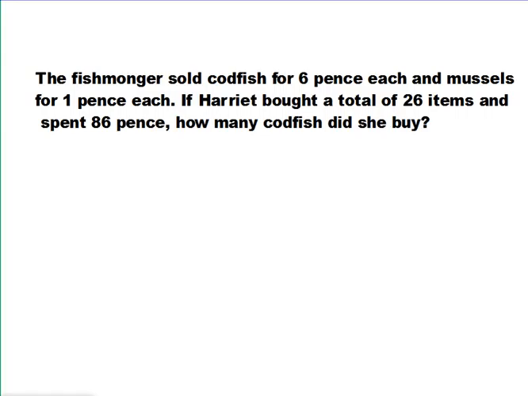The next example is very similar to the value problem. The fishmonger sold codfish for 6 pence each and mussels for 1 pence each. If Harriet bought a total of 26 items and paid 86 pence, how many codfish did she buy? This is very similar. You've got a number of items, you've got the value per item. Pence is a value, just in case you did not know. Use the same chart that we used in the previous example. Fill in the information, find your two equations, and solve for the number of codfish. Pause the video, take a minute to try this one on your own, and we will check in class. Hit play when you're ready to move on to the next thing.